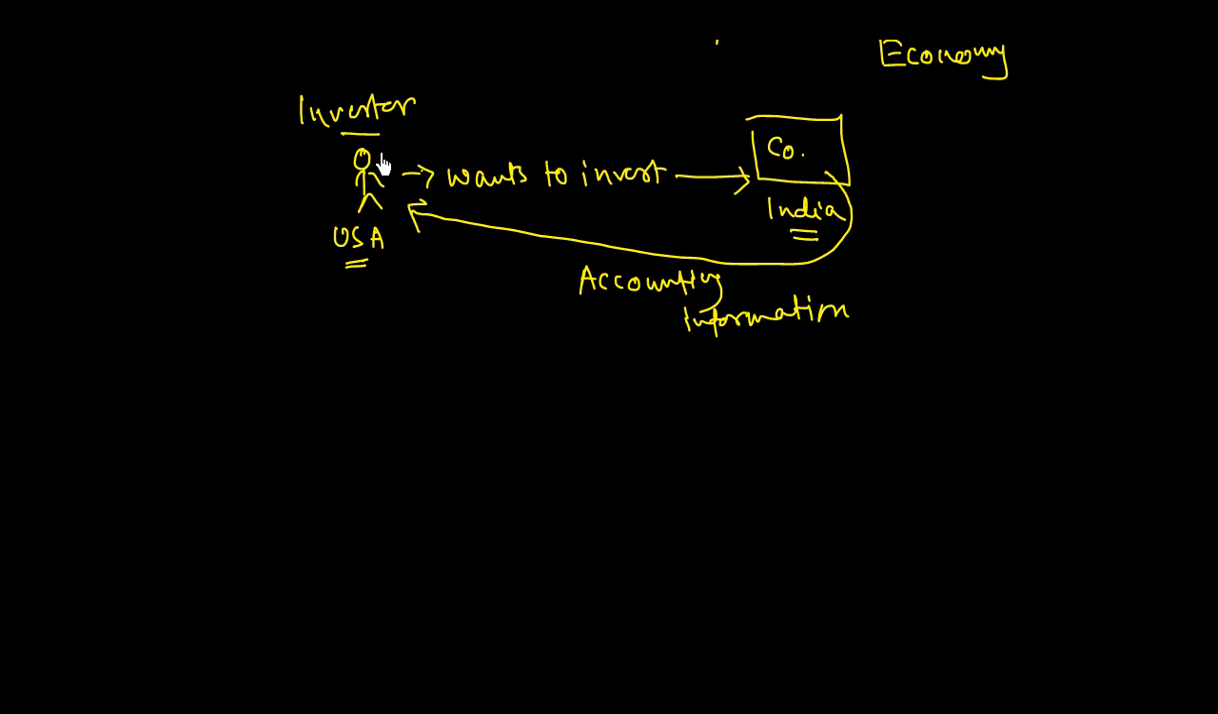He will not be able to decode this accounting information because he is not aware of the accounting principles which are followed in India, or the principles which this company used to produce this accounting information. He is only aware of the accounting principles and policies that are followed in USA. So thus there is a need of uniformity of accounting principles.